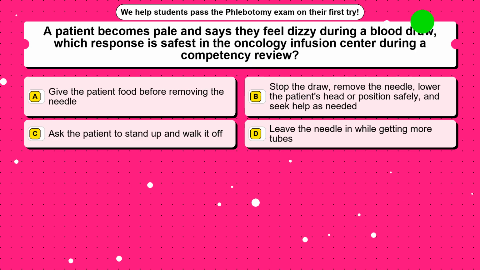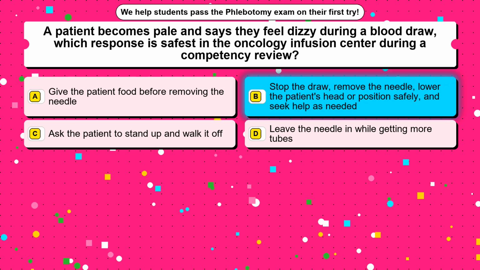Question 41. A patient becomes pale and says they feel dizzy during a blood draw. Which response is safest in the Oncology Infusion Center during a competency review? Option A. Give the patient food before removing the needle. Option B. Stop the draw, remove the needle, lower the patient's head or position safely, and seek help as needed. Option C. Ask the patient to stand up and walk it off. Option D. Leave the needle in while getting more tubes. The correct answer is option B.